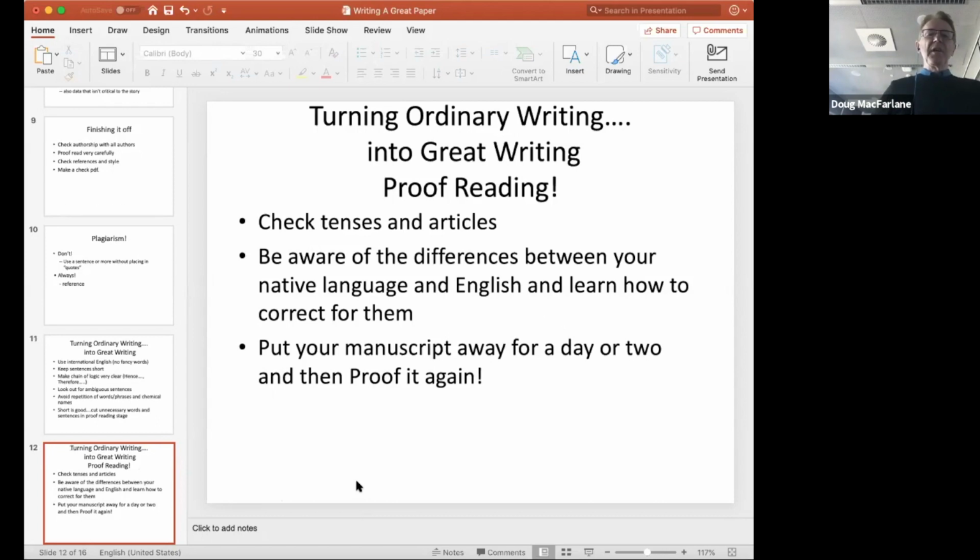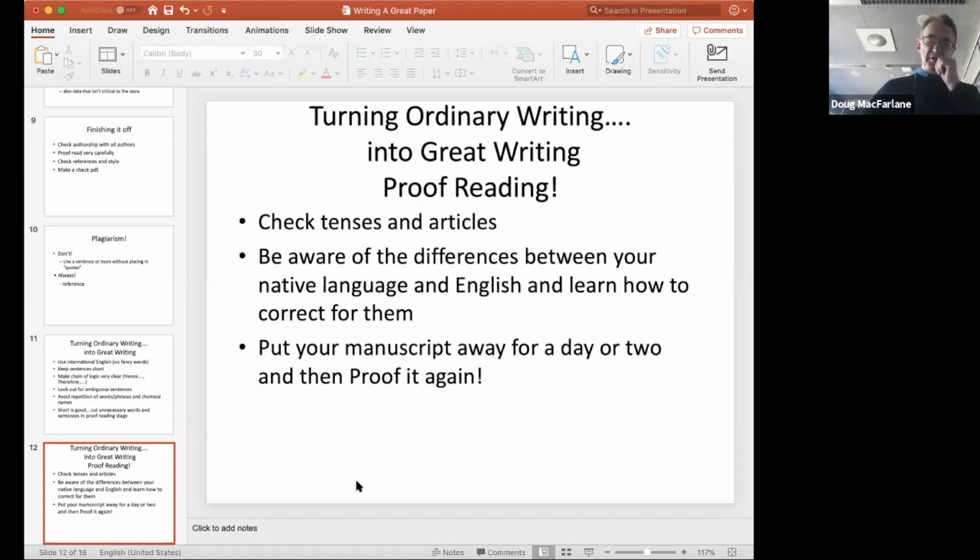Proofreading: check tenses and articles. Be aware of the differences between your language and English, especially in regard to tenses and articles. If you've seen somebody correcting your English, try to learn why it got corrected and what the problem is. Often the problem is that your language maybe doesn't have certain items or structures, so you're just not familiar with them. And the best way to get over that is just to learn about it.